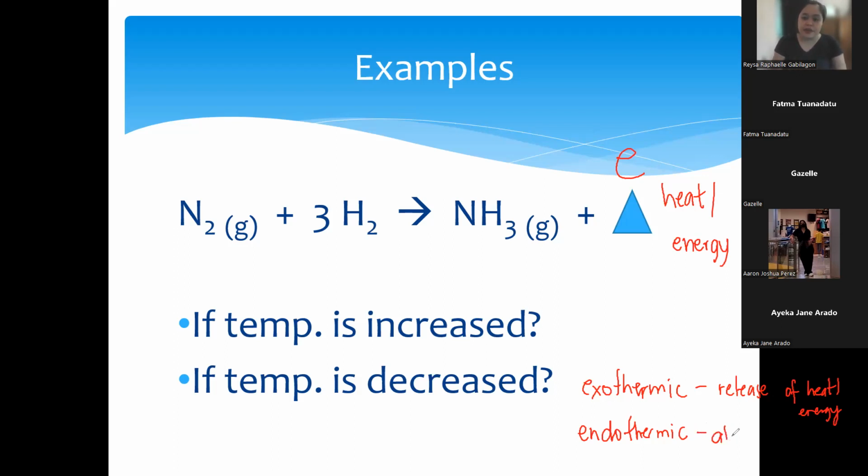Si endothermic naman, this one absorbs heat. So kapag endothermic yung reaction class, si heat hindi mo makikita sa product. Dito mo siya makikita sa reactant. Ayan, dito mo siya makikita sa reactant. Again, for endothermic reaction. Kasi mag-a-absorb siya ng heat. Okay? Magre-release ng heat dito sa kabila. That's exothermic reaction. And kapag endothermic, nasa product yung heat. Okay?